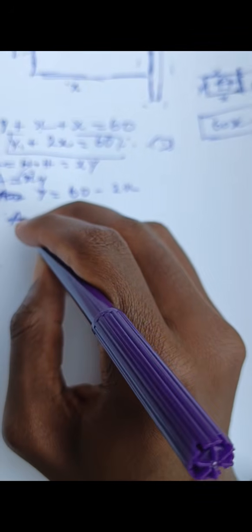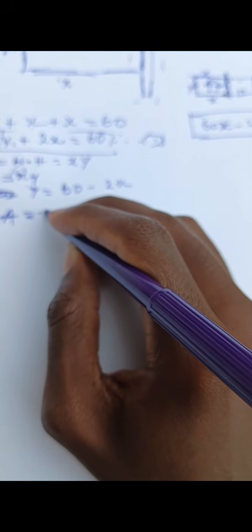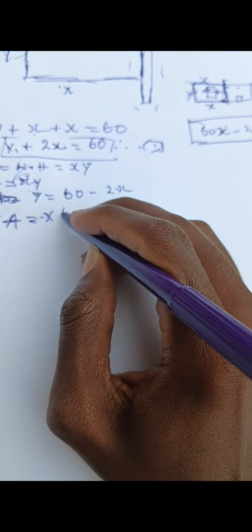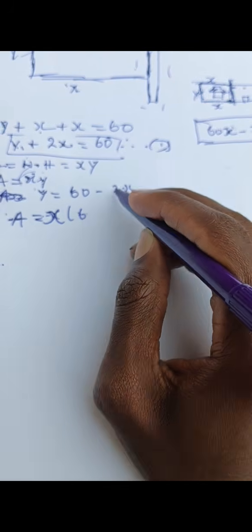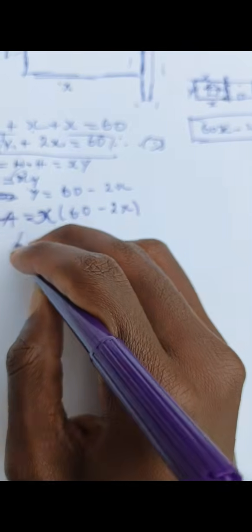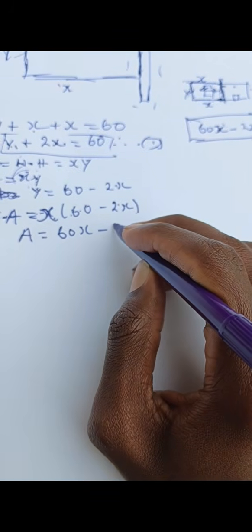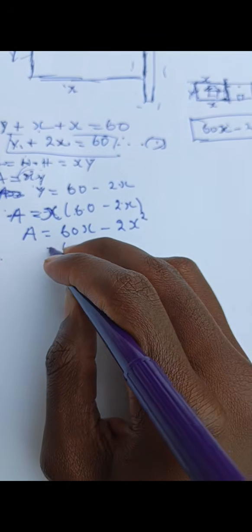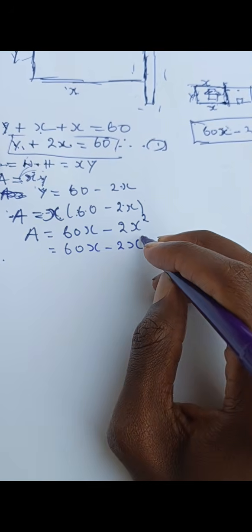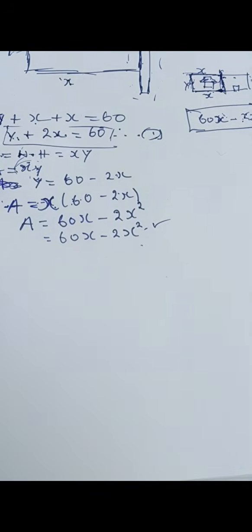So area is equal to x times y. Where is y? I'm putting this 60 minus 2x. So area is equal to 60 times x, which is 60x, minus this time 2x power 2. Makes sense, right? So 60x minus 2x power 2. If you compare, have we ended up with what they told us to end up with? Yes. So by just showing your work, you are correct.